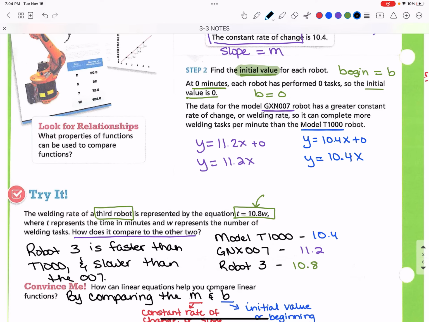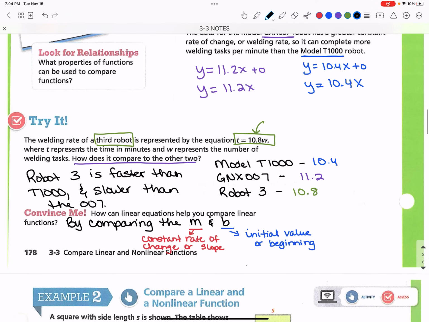All right, so it says, how can linear equations help compare linear functions? Well, we've just shown that. We can take an equation, which is what we did right here, we built a couple other equations, and then we used those equations to compare the rate of change, the M. And these were all plus 0. But if the b was different, we could also compare the initial value, or the beginning value, or the b.